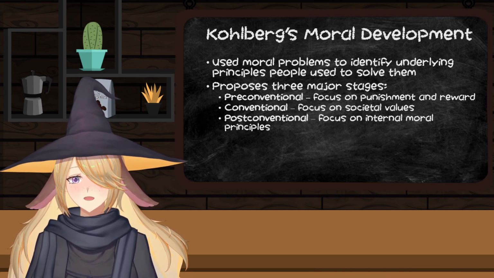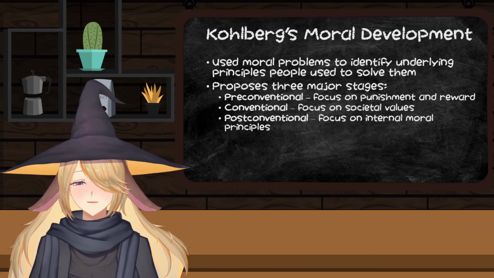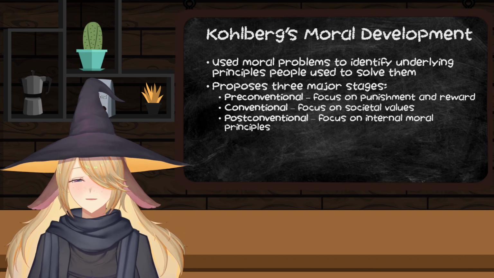Early on, we are rule followers. Then we start to understand societal values, so that just because something is legal does not mean that it is necessarily correct. And then we move on to things like abstract moral reasoning.